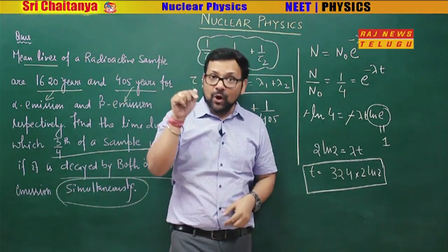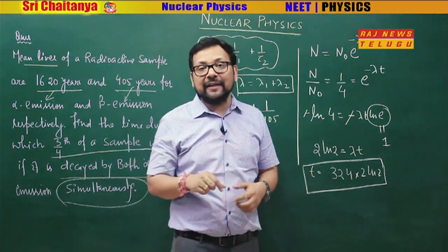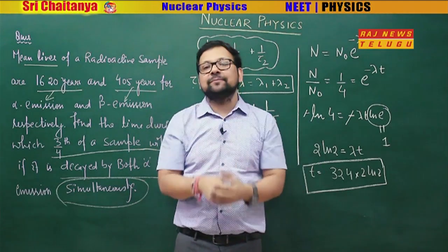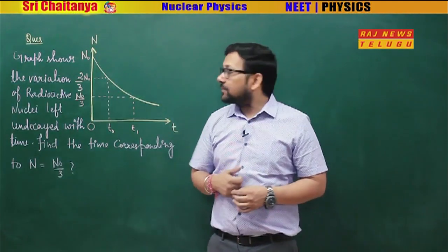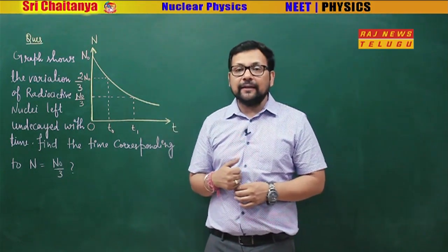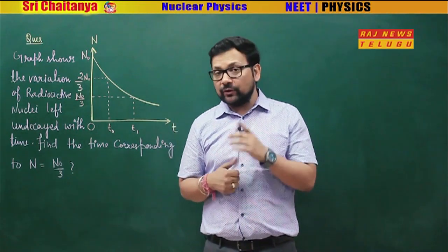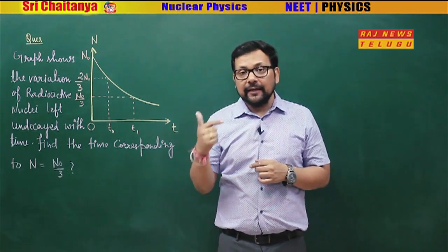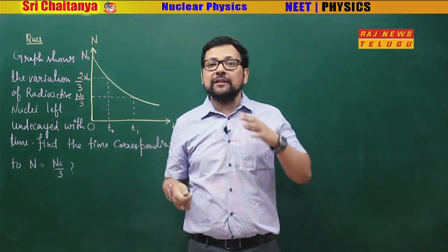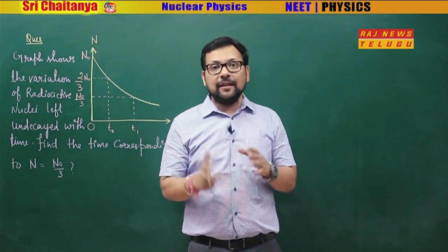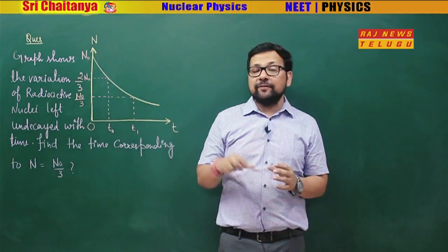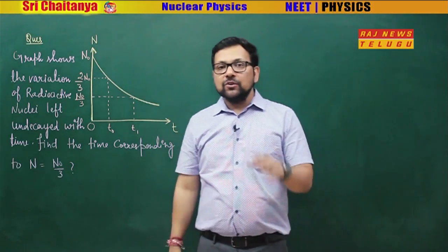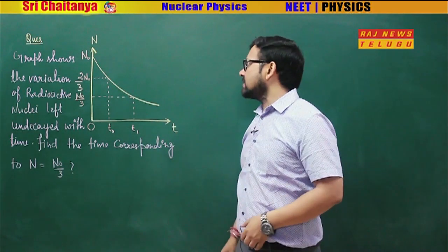And last but not the least, in the law of radioactive decay, n is the number of radioactive nuclei left. Now the next question is based on a graph, and that graph was an exponential graph. If you remember, N equals N naught e raised to power minus lambda t, exponentially decreasing, that was for the number of radioactive nuclei left. For the number of radioactive nuclei decayed, there was an exponentially increasing graph. So on the basis of this graph, let's see what the question is asking.